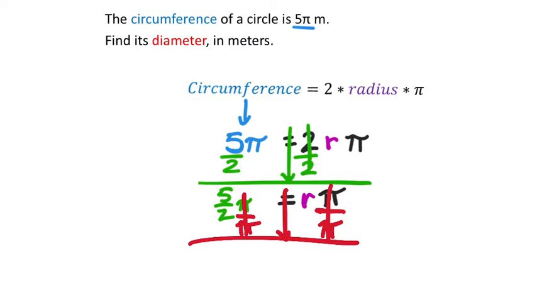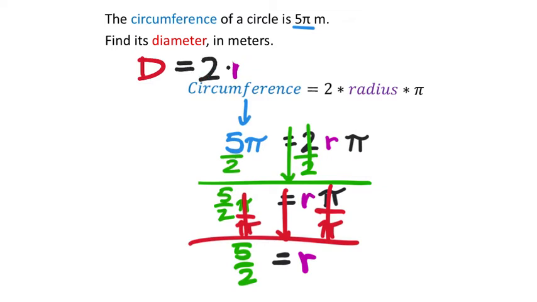And since these are 1s, that means I can make them phantom 1s. I really don't have to look at them anymore. So my radius ends up being just the fraction 5 halves. Now this would be good if we wanted radius, but we wanted diameter. Well, if I want diameter, which I do, then I would have to take the radius, and I'd have to multiply it by 2.